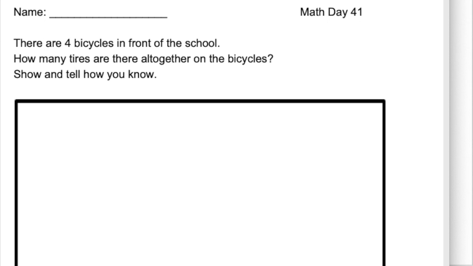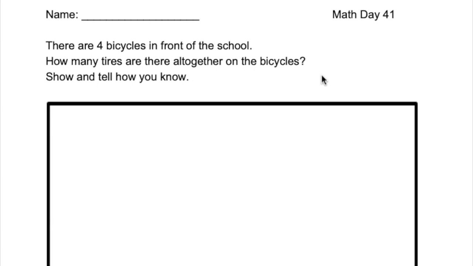So today for math, this is your problem. It says, there are 4 bicycles in front of the school. How many tires are there all together on the bicycles? So I'm going to need you to think about how many tires or wheels are on each bicycle. 4 bicycles. How many tires all together? You're going to show and tell how you know.